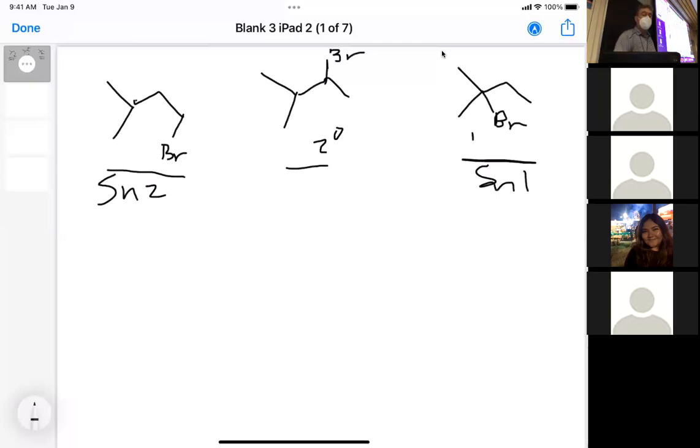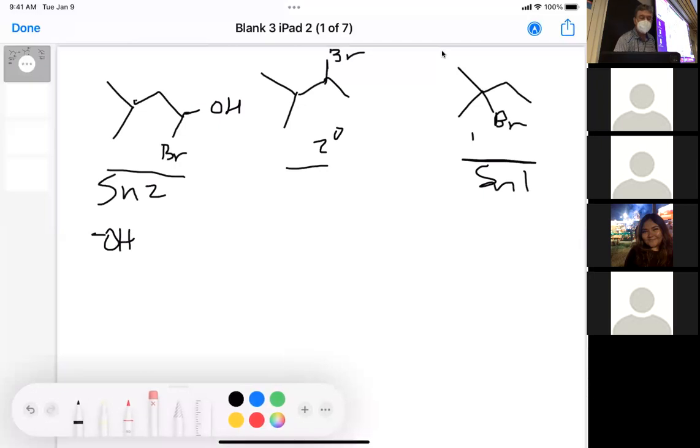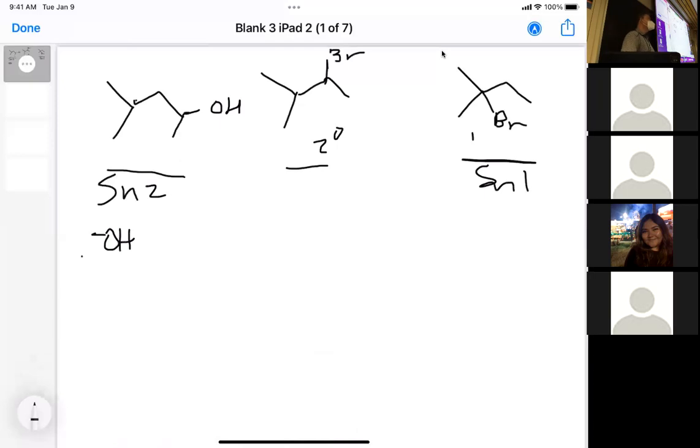All right. So let's say we're going to react these with hydroxide right here. So what's going to happen with that? Well, for this one, we're just going to displace the bromine and create OH. And what solvent would we want to use to really force the hand, make sure it only did SN2? We'd want to use a polar aprotic solvent. So let's say we're going to use acetone right here.